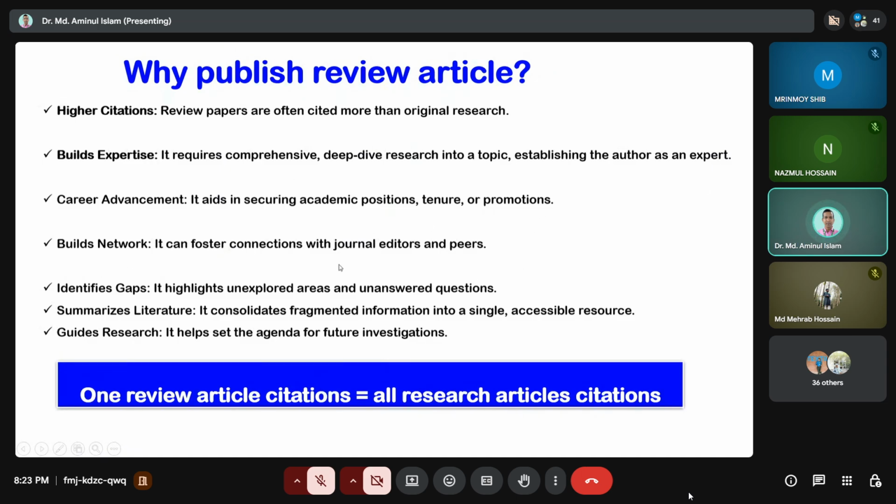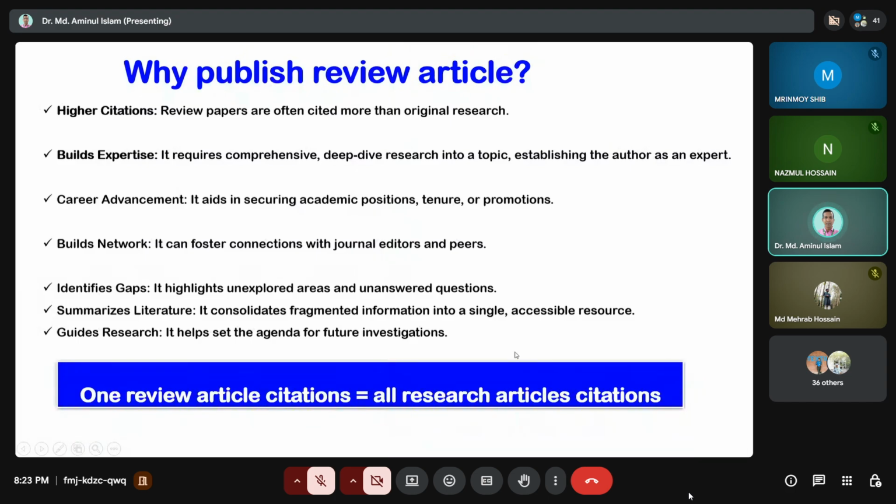Then career advancement. Review articles bring you more citations, which can lead to securing better academic positions, tenure or promotions. And you can easily build a network by writing review articles. And you can also find out the research gap of a particular topic or field.